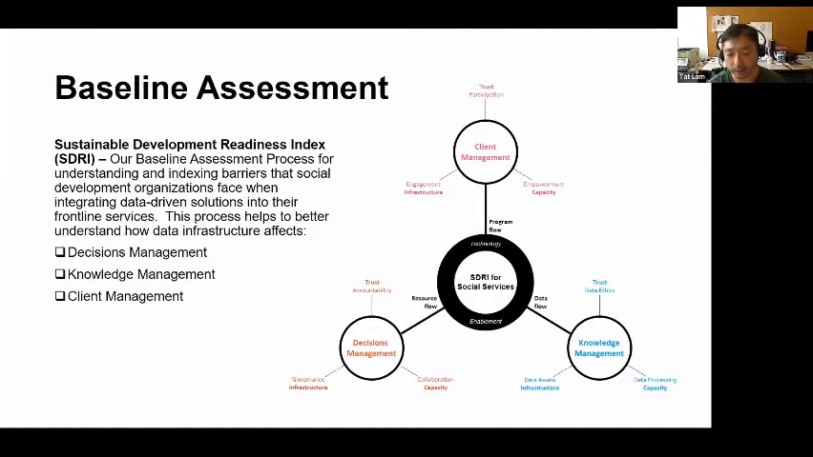So this is a framework for how we try to understand a program or a project or an organization for digital transformation. This is what we call the Sustainable Development Readiness Index. It's for us to understand the decision management, the knowledge management, and the client management, and the situations of technology implementation and the difficulties of those three dimensions.